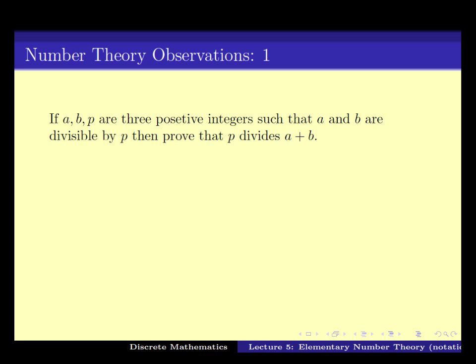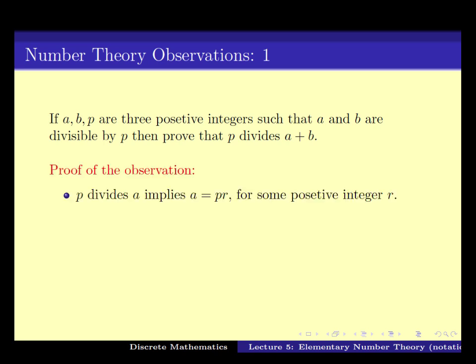Note that all these things should follow from the basic definition of division. So to start, since p divides a, this implies that a can be written as p times r for some positive integer r. Similarly, since p divides b, b is equal to p times s for some positive integer s.